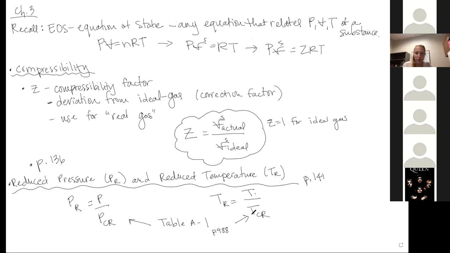So this temperature critical and pressure critical are associated with their critical point, which is one of the definitions that you need to read on your own from the chapter. So we can use table A1 to look up our critical pressure and our critical temperature. As an example, please find this table, and type into the chat the critical temperature for water and the critical pressure for water.